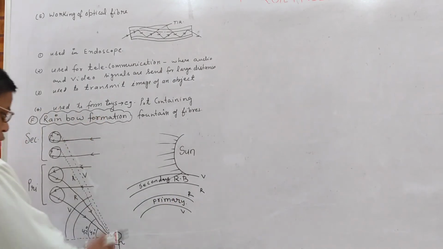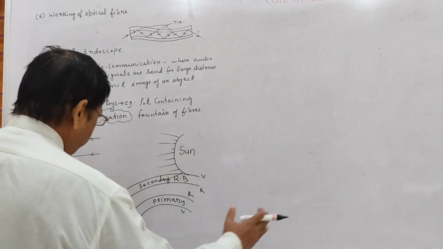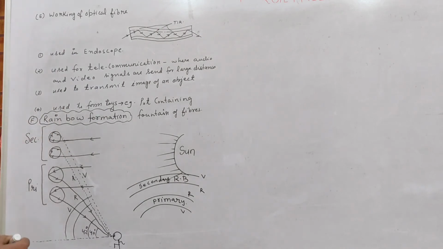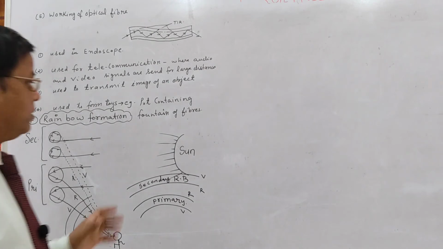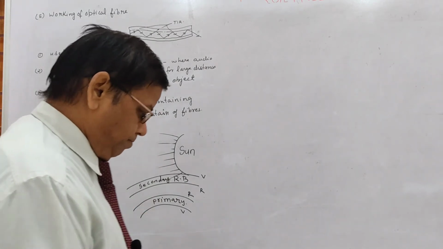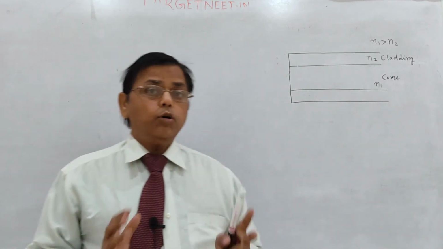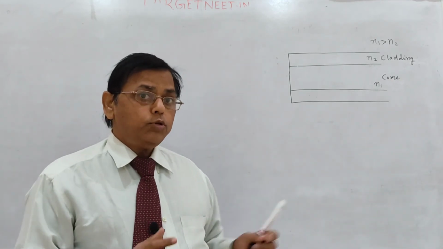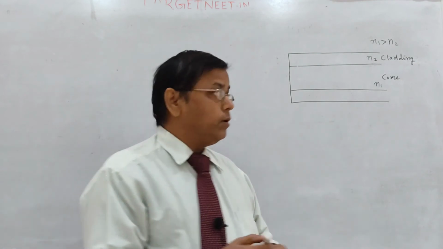So to observe a rainbow, the sun must be behind you. So this you should remember. Now, in case of total internal reflection, the working of optical fiber, I'm going to give one illustration on this. Regarding optical fiber, I'm going to tell one more thing.